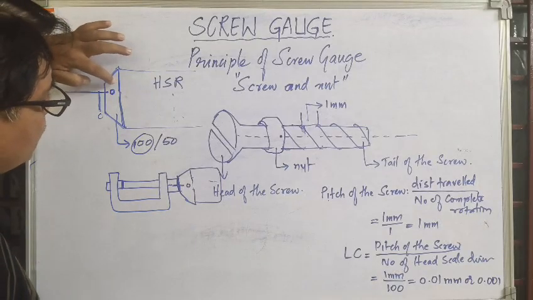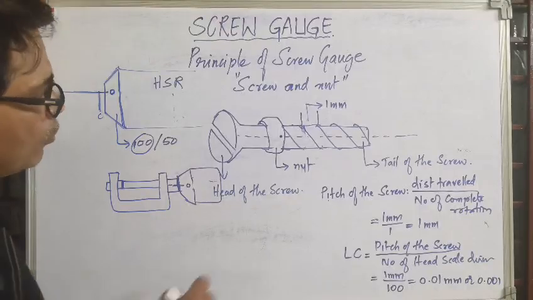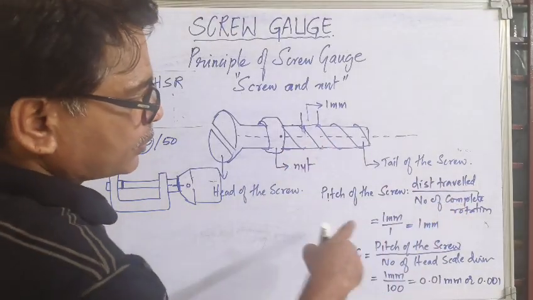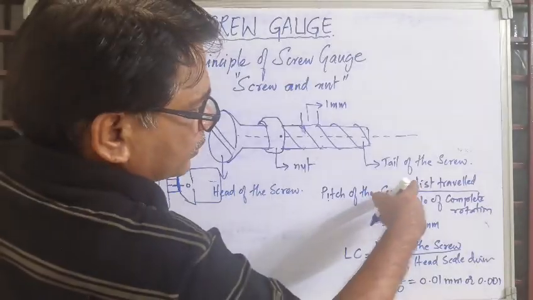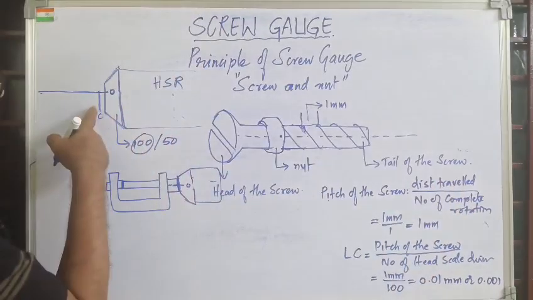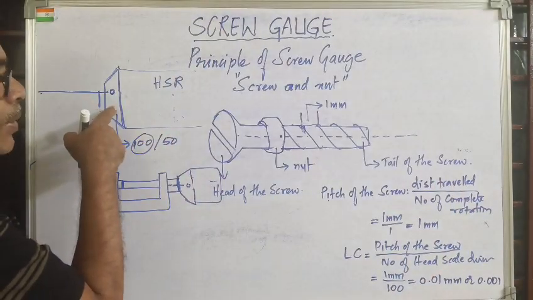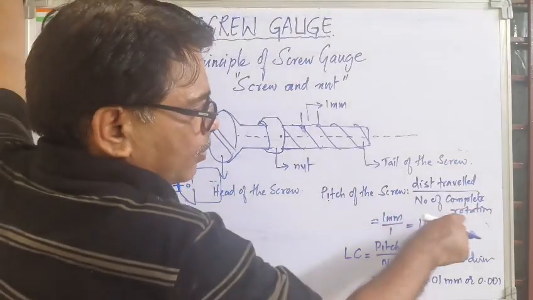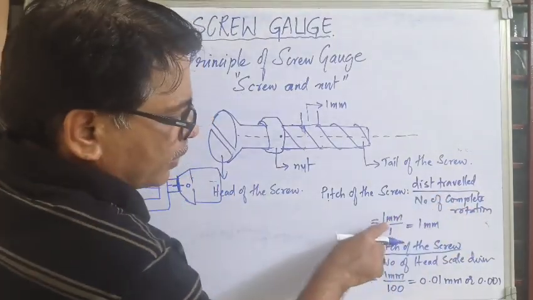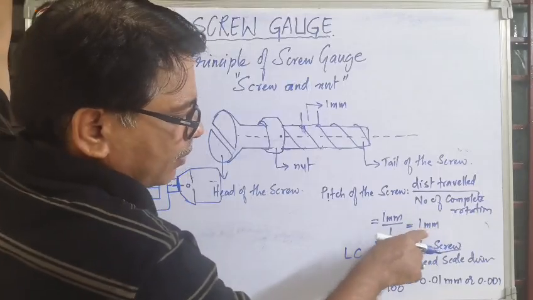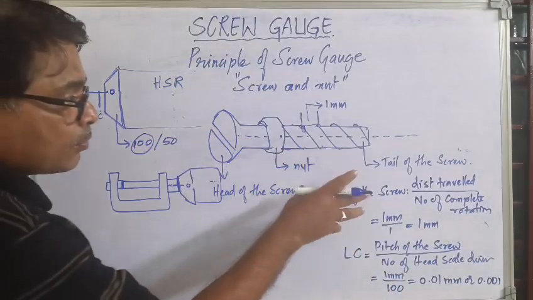Now for how many rotations did you get this 1 mm? You got it for one complete rotation. So the pitch of the screw is equal to the distance traveled by the screw for one complete rotation. That means the number of complete rotations, but it is 1. So 1 by 1, I got it as 1 mm. That is my pitch of the screw.